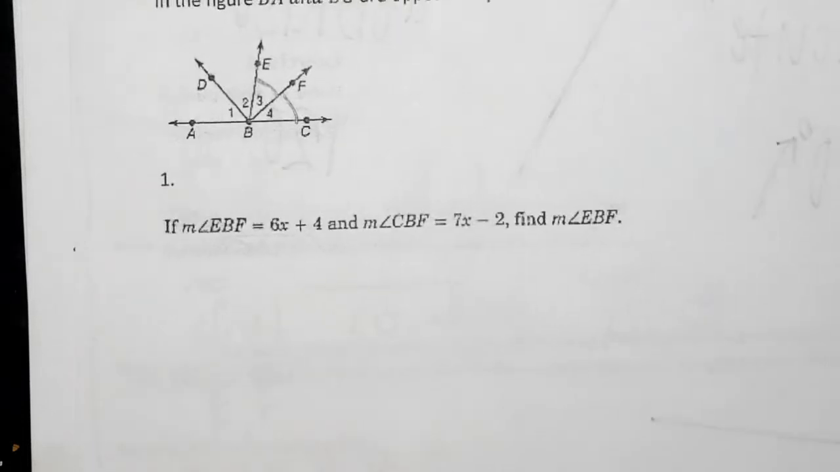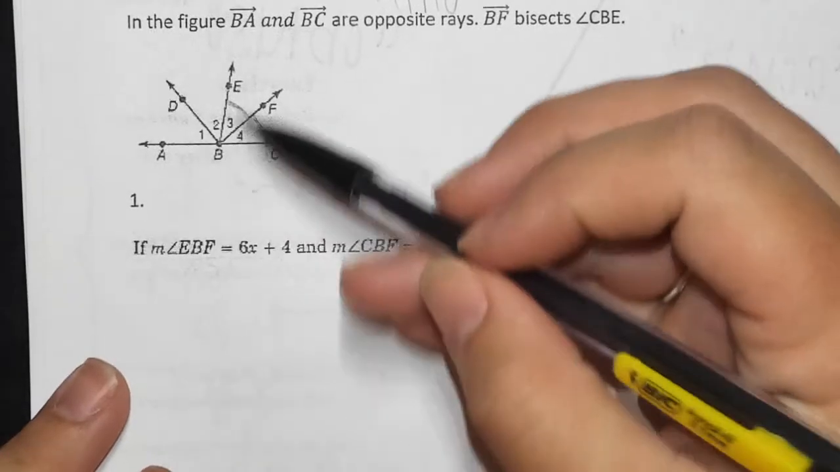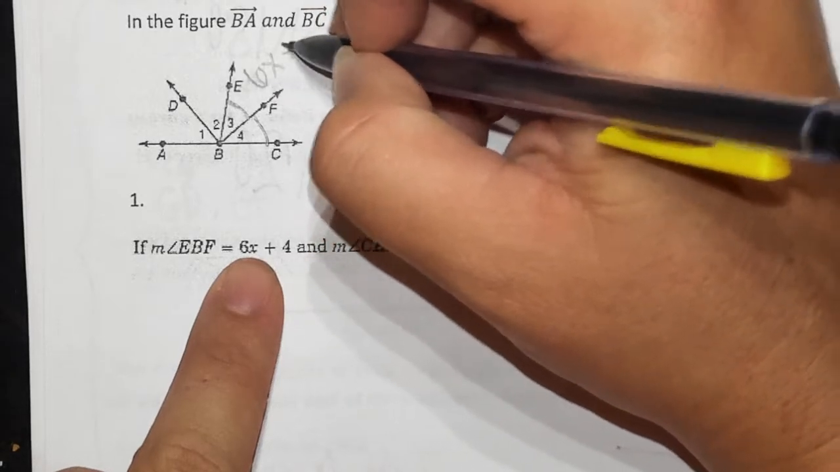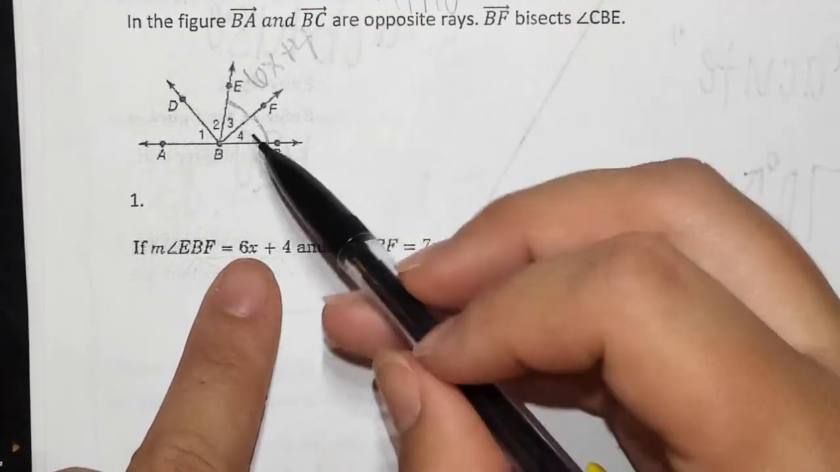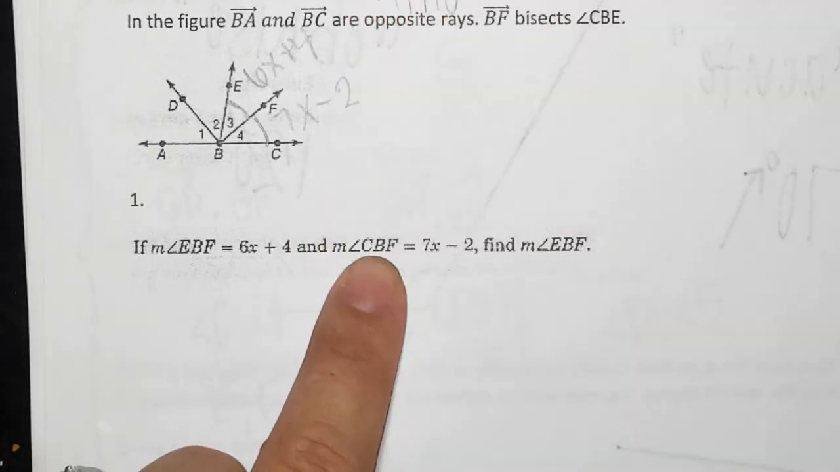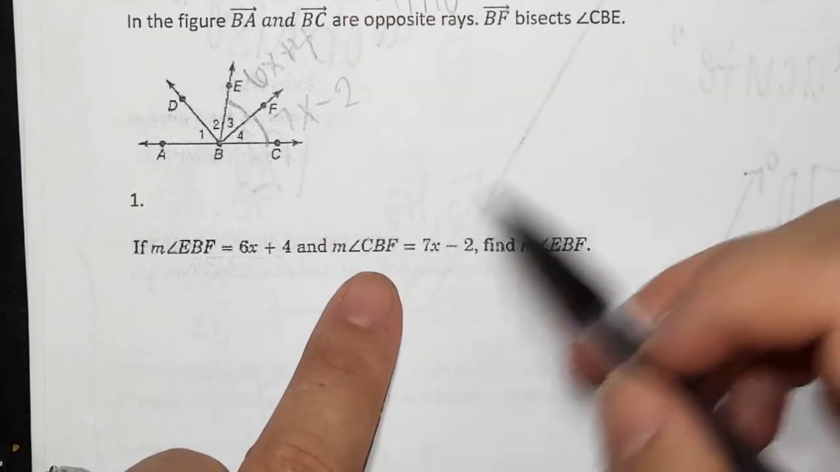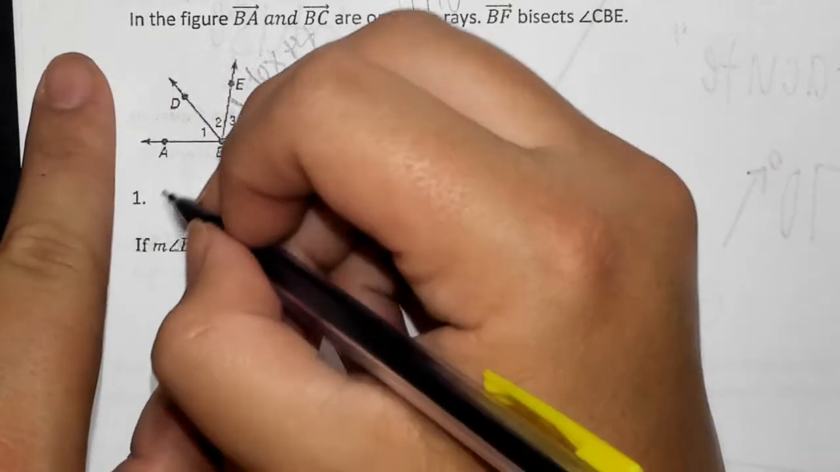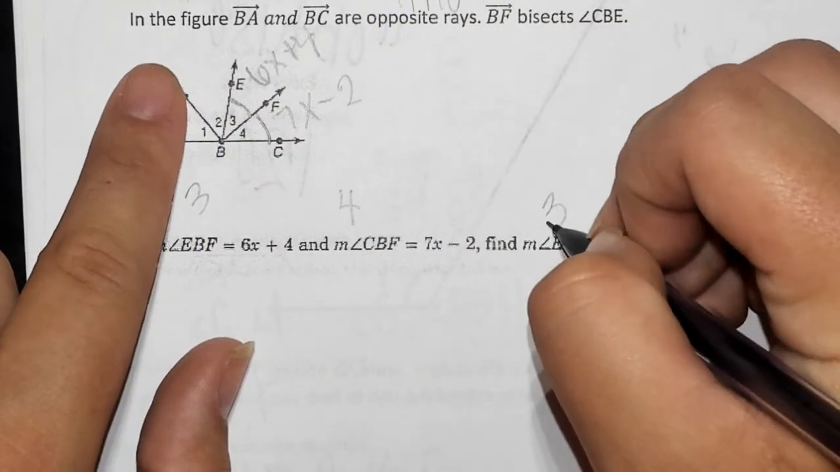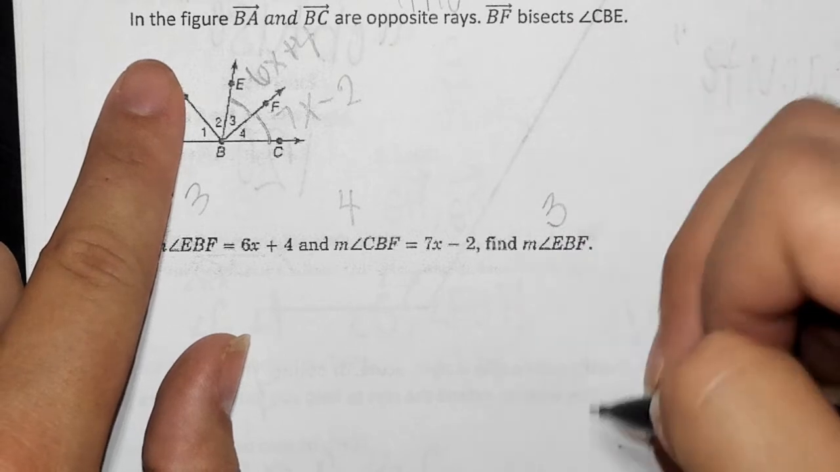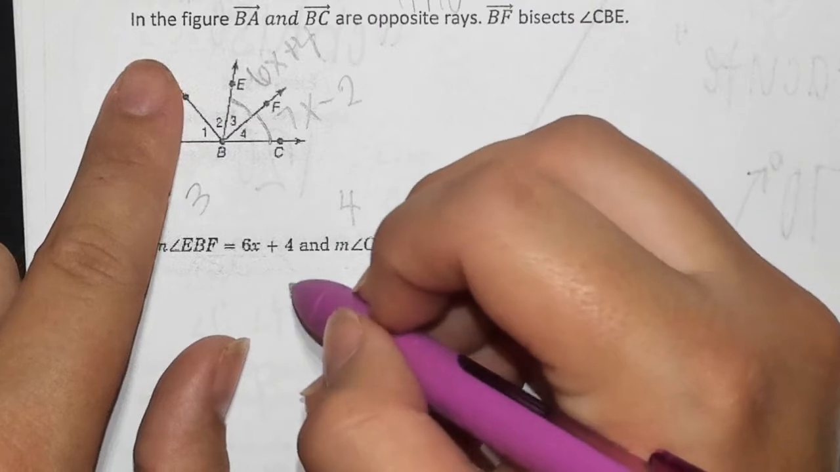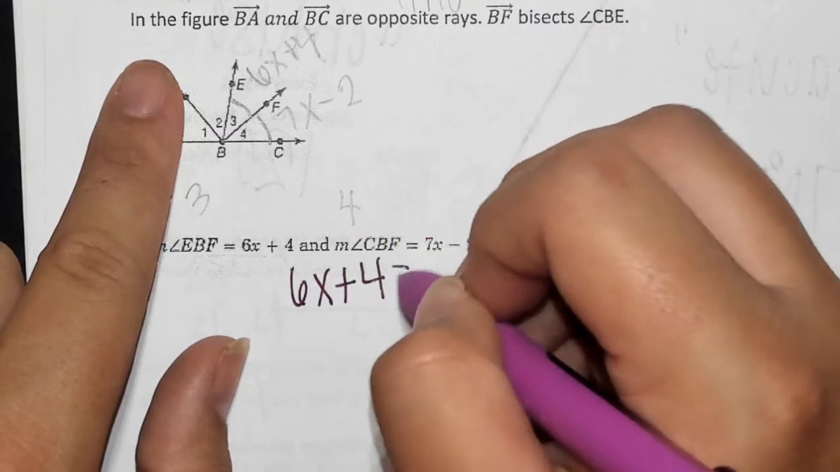So for number 1, EBF, so this little angle 3, is equal to 6x plus 4. And CBF is equal to 7x minus 2. We'll find the measure of angle EBF. This is angle 3. This is angle 4. Find the measure of angle 3. Well, if they're the same, can't I set them equal to each other? Because they're the same. They're equal. So let's set them equal and solve.